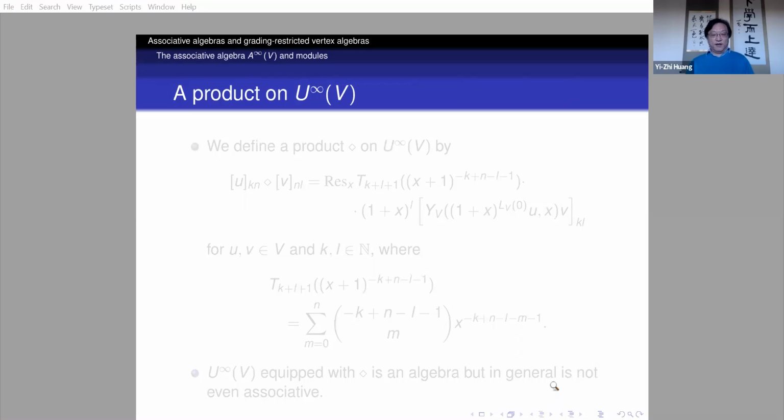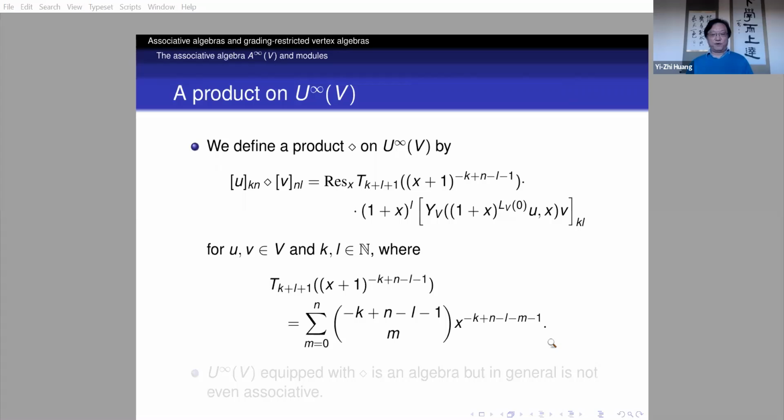Okay. So now we first introduce a product on this space. In the beginning this is very technical, but actually what's going on is the following.